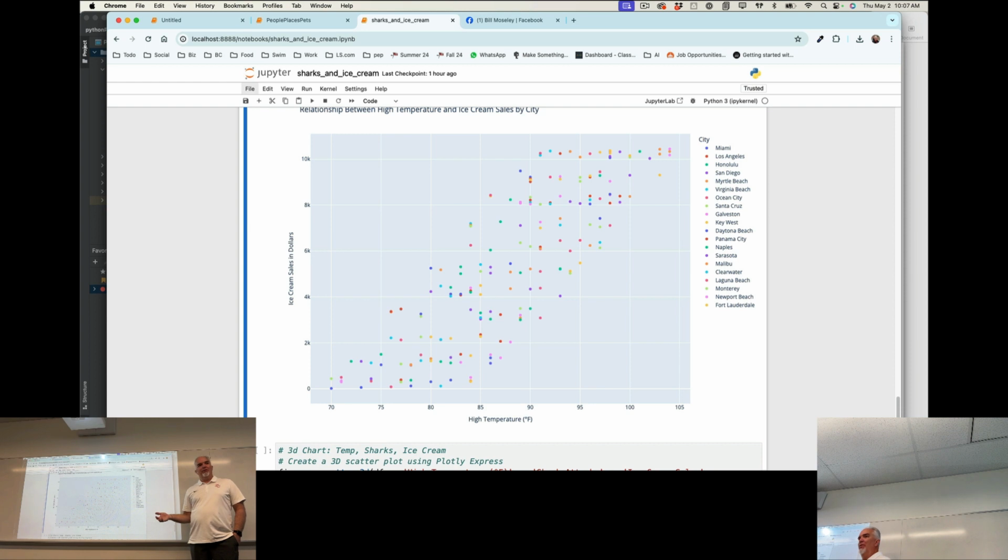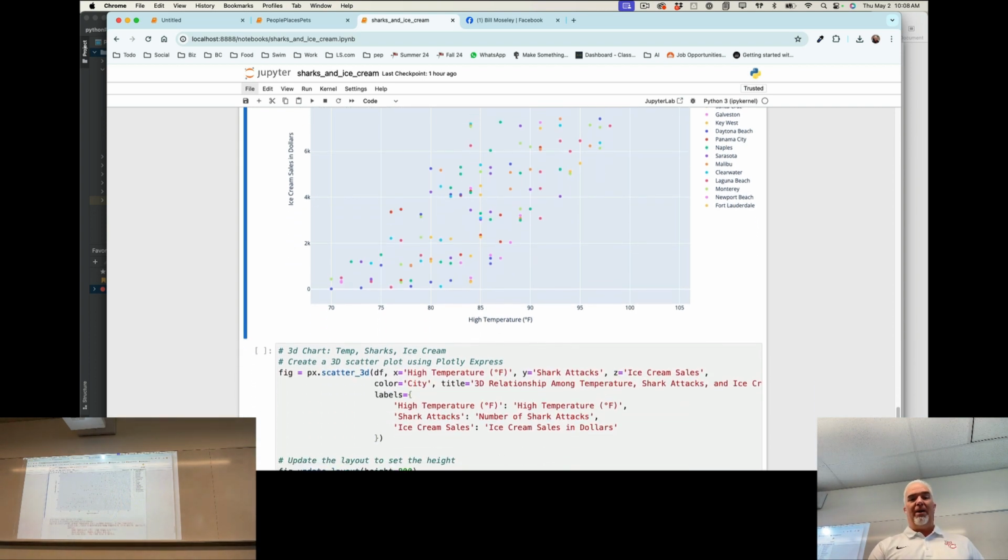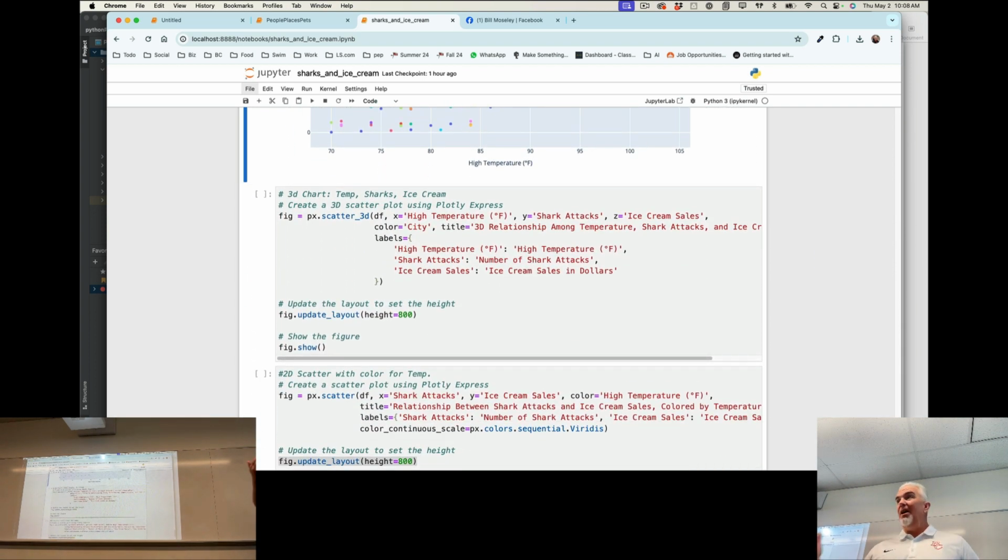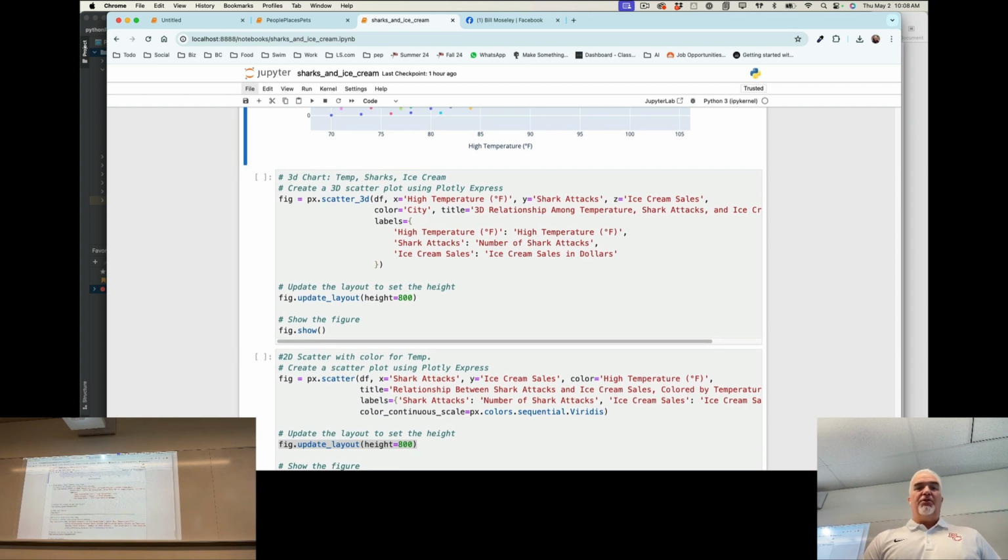So if we're trying to understand what this data is telling us, what do you suppose the story is? Well, maybe when the temperatures are higher outside, people are buying more ice cream, but what else might you do to cool off in the summer if it's really hot and you're near the beach? Get in the water, right? So the higher temperature is causing more people to buy ice cream, also causing more people to swim, which creates this effect of more shark attacks.